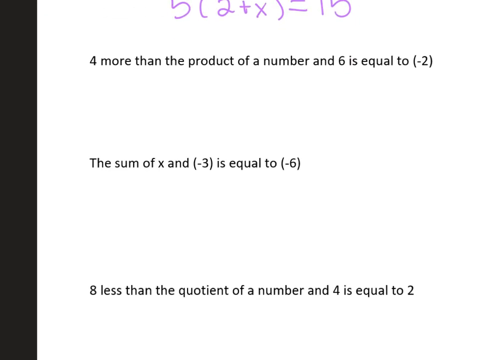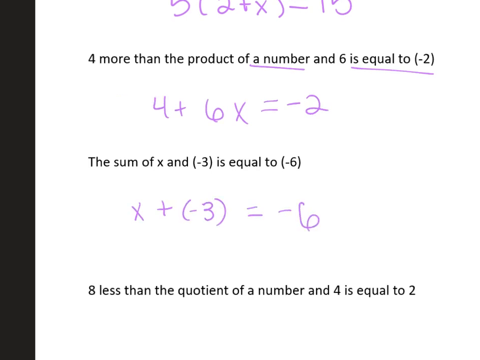My next one, I have 4 more than the product of a number and 6 is equal to -2. The is equal to -2 is easy. 4 more than, so 4 plus, and then the product of a number and 6. A number would be our variable, and 6, so we'll just have 6x. Remember, a number next to a variable is multiplication. Part 3 says the sum of x and -3 is equal to -6. Sum is addition, so x and -3, and then the is equal to -6.